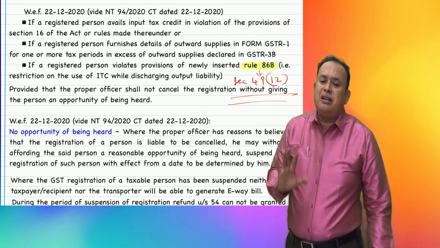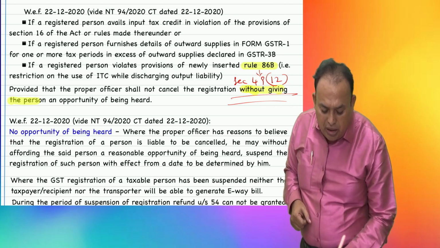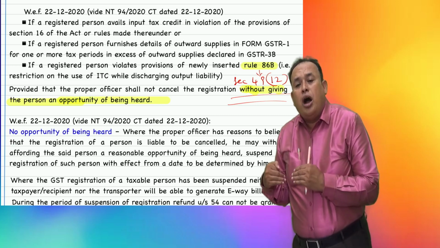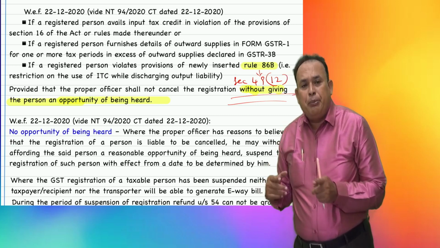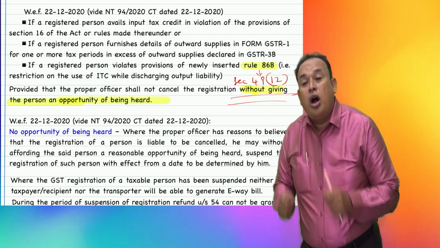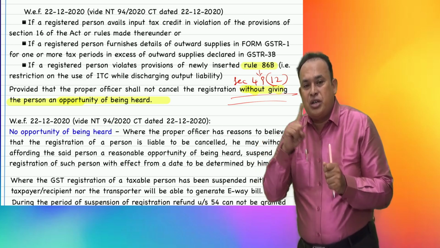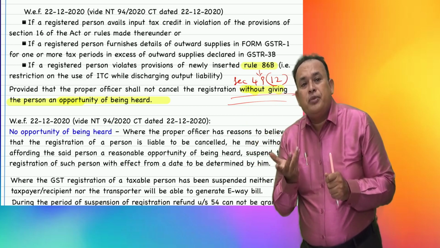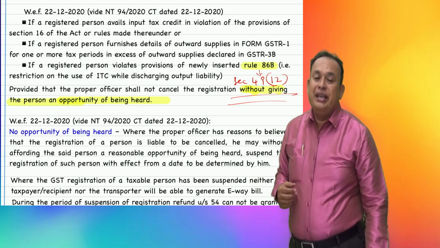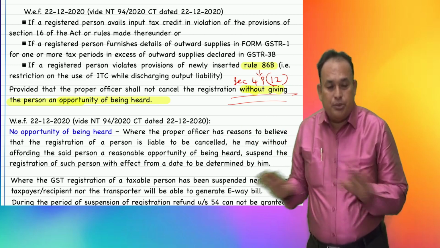provided that the proper officer shall not cancel the registration without giving an opportunity of being heard. Meaning thereby, department officers say, please show cause why I should not cancel your registration. So opportunity of being heard should be given. Because of these reasons, your registration is going to be cancelled. To reply, the opportunity of reply is provided, which is called opportunity of being heard. Without giving that opportunity of being heard, cancellation should not take place.